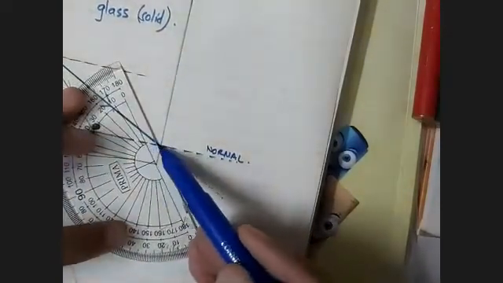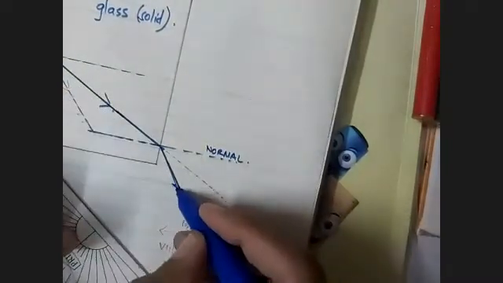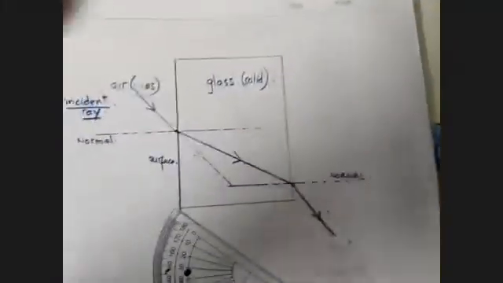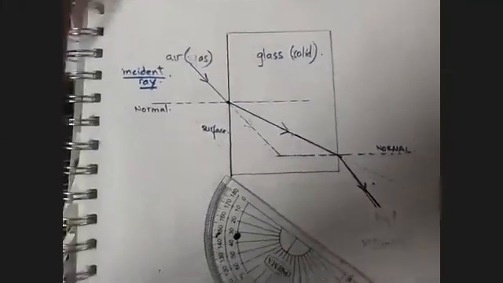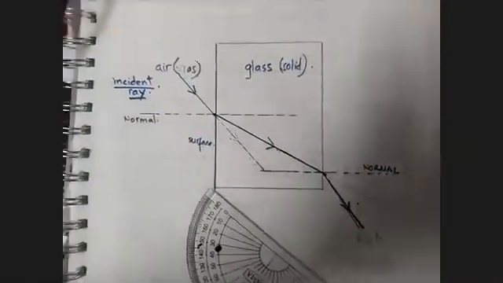Sorry, you should use a protractor to make these drawings. Yeah, normal is always perpendicular to the boundary. Normal, always, no matter what. Okay, so now can you please hold the camera this way so that I can show them?